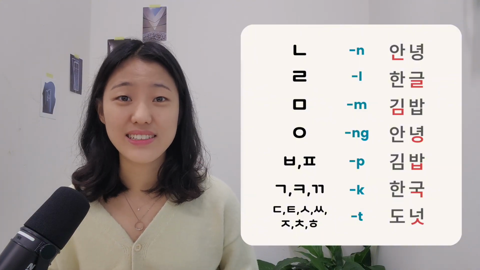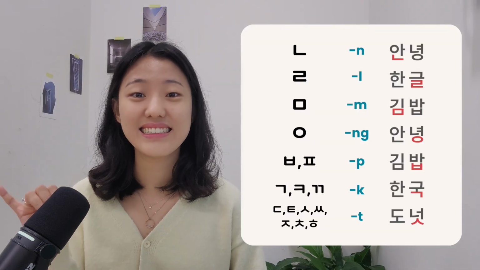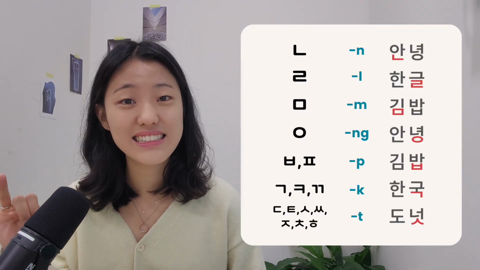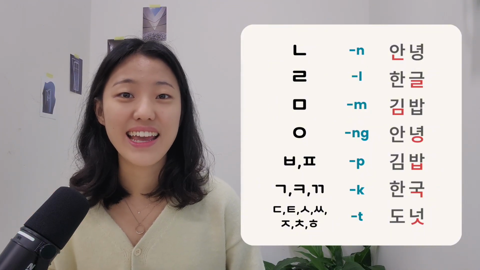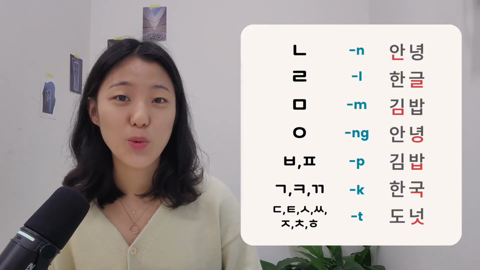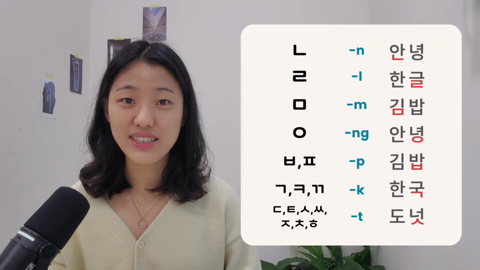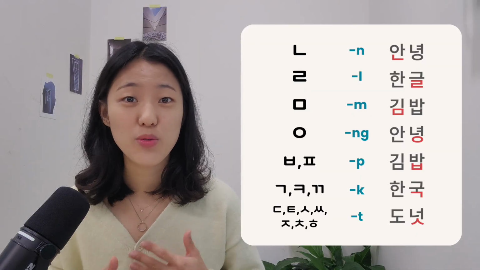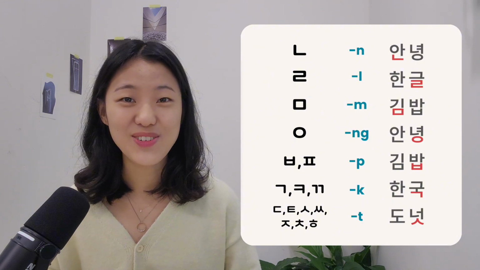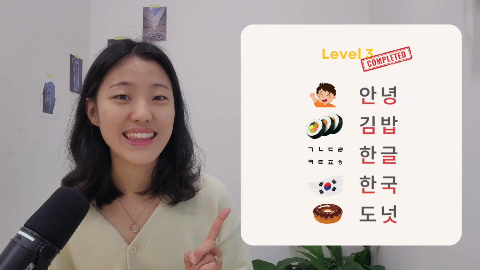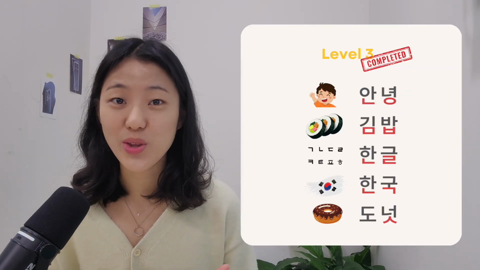And the last one is the rest of everything, like tu, tu, su, su, tu, tu, hu. They all together make T sound at the end, like donut, donut. You might not be used to reading 받침 at the moment. However, as you learned more and more words, you will naturally pick up those 받침. So, just remember 안녕, 김밥, 한글, 한국, donut.